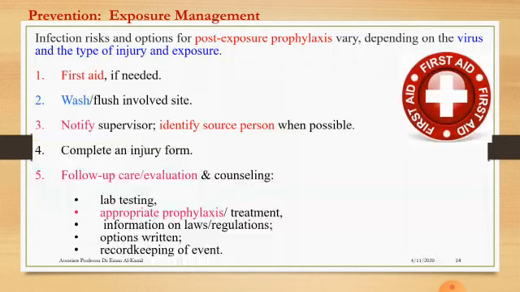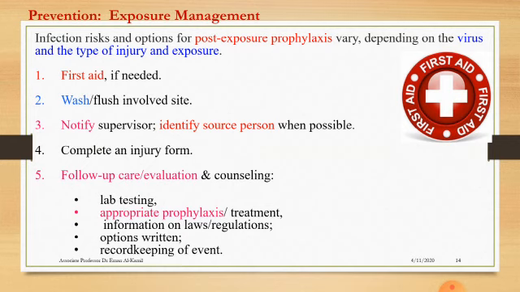One of the important aspects in the prevention is the post-exposure prophylaxis. If an individual is exposed accidentally during his work to these infections, so what is the post-exposure prophylaxis? This is a very important plan in the prevention of the infection. What is the individual going to do when he is exposed to these infections accidentally during his work?